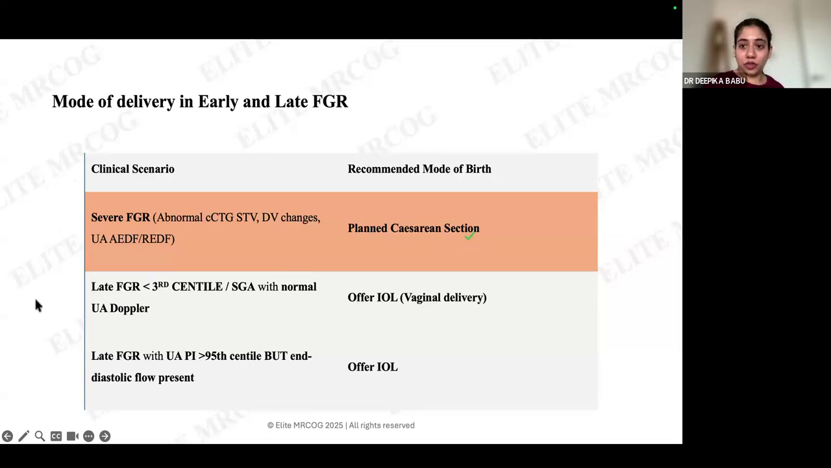If it is a late onset FGR coming somewhere between 36 to 36 plus 6, your umbilical artery Doppler is above the 95th centile, but end diastolic flow is present, that means there is no absent or reversed flow, go for induction of labor. So in these cases, we generally prefer the mechanical methods of induction, that is Foley's.